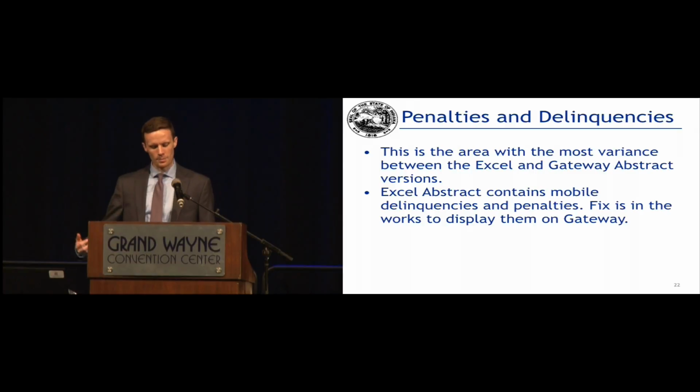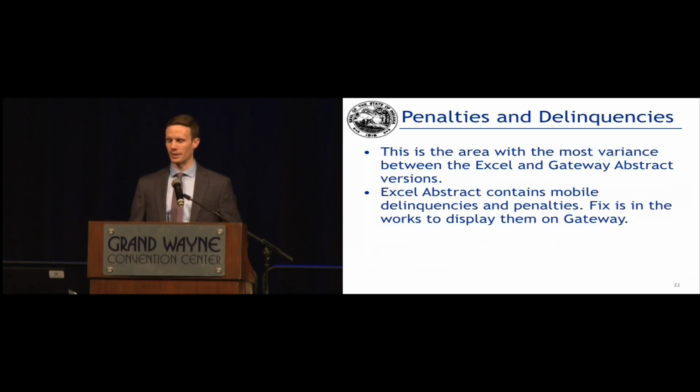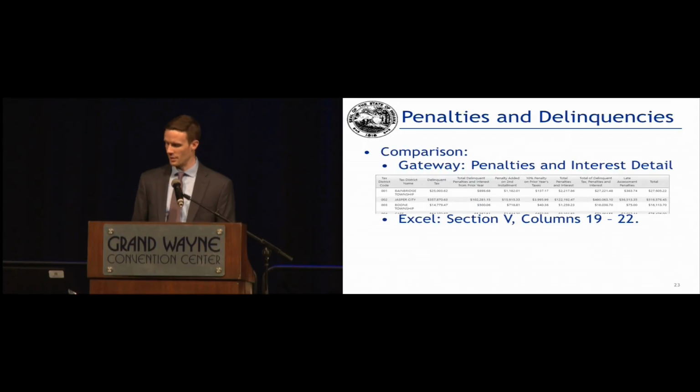But there are other items on penalties and delinquencies that we're still trying to figure out exactly why they were different between the two different versions of the abstract, the Excel abstract and the Gateway abstract. But if you want to do the comparison for penalties and interest, you'd be looking at columns 19 through 22 in section 5 of the Excel file, and comparing that to the delinquencies, to the penalties and interest detail in Gateway.